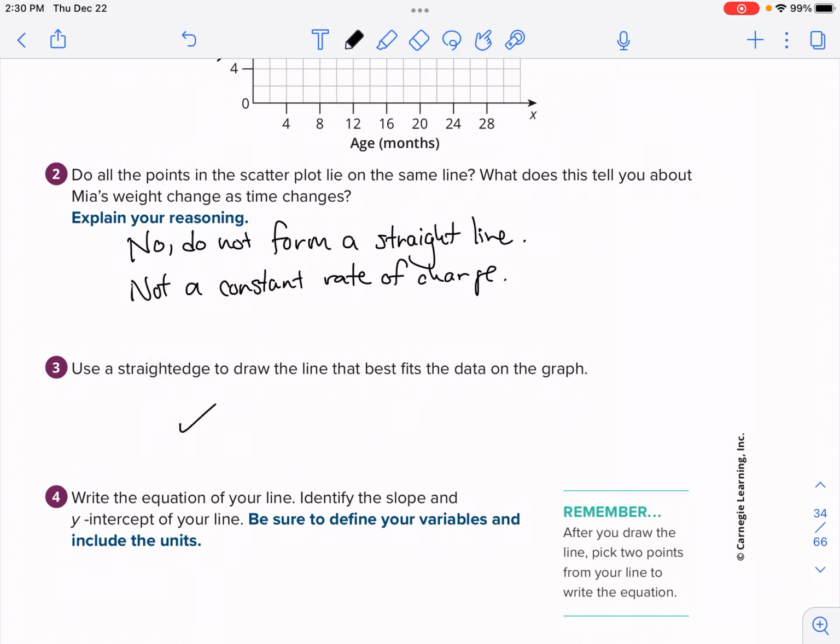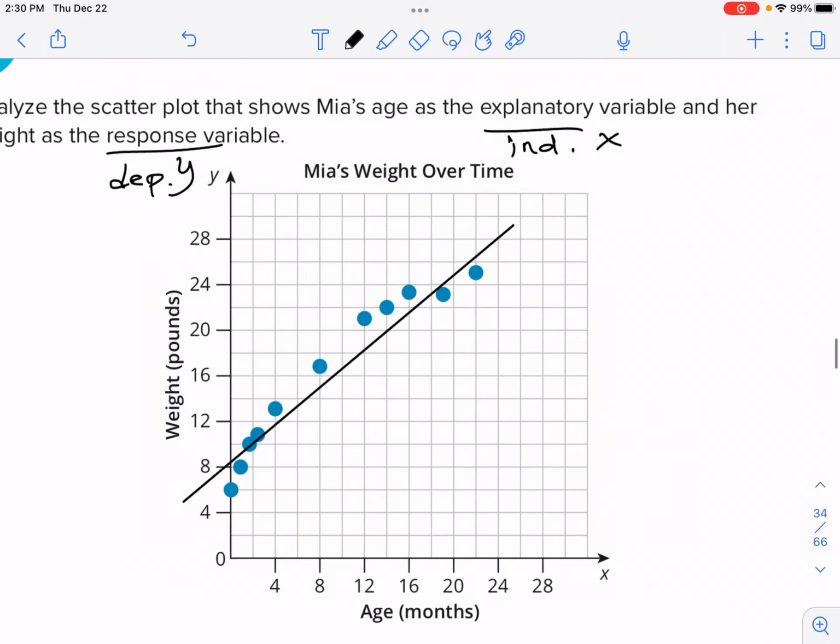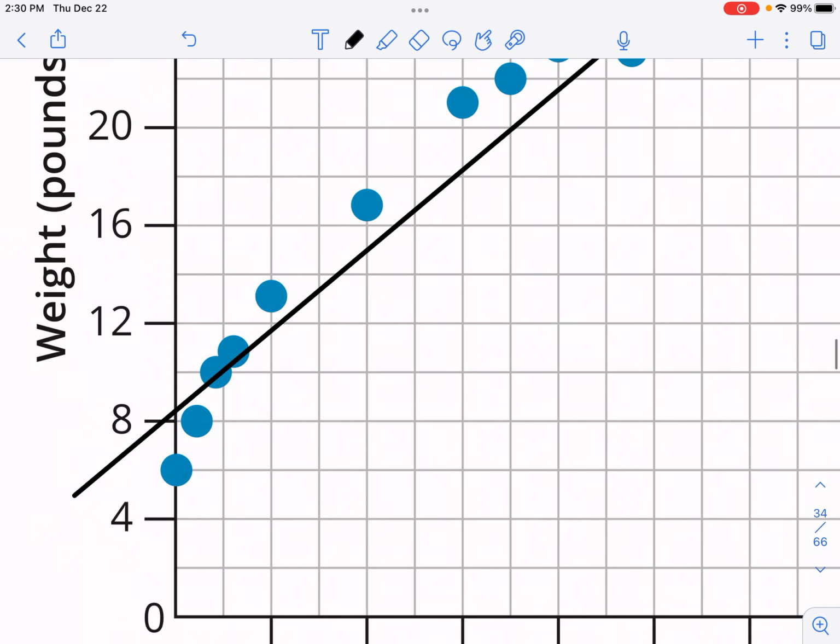And then number 4, we have experience, but we're going to write the equation of the line and identify the slope and the y-intercept of our line. So this just depends on how you drew it. So we need to find the slope and the y-intercept. Y-intercept a little bit easier to deal with. Let's say it's this point. Now if this right here is 10, half of that is 9.